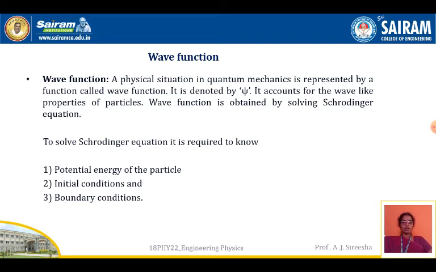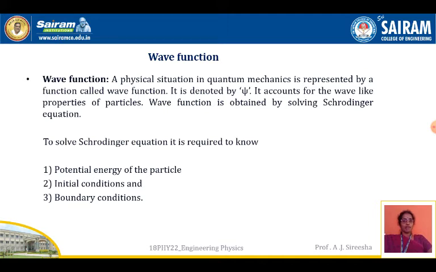Now what is Schrodinger's wave equation? To solve it, it is required to know the potential energy of a particle, initial conditions and boundary conditions. So what exactly is a wave function? We have seen previously de Broglie's hypothesis and Heisenberg's uncertainty principle. The significance of Heisenberg's uncertainty principle is that it determines the probability of finding the position or the momentum of a particle. So the probability has to have some wave function, and in order to do that, we are going to see the wave function.